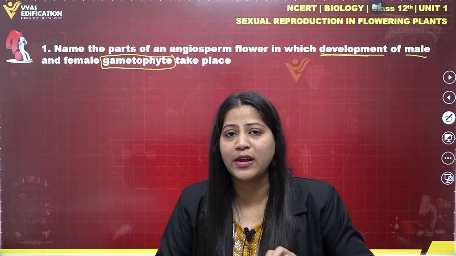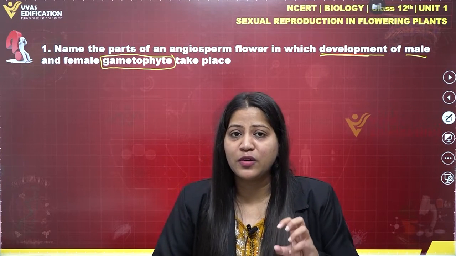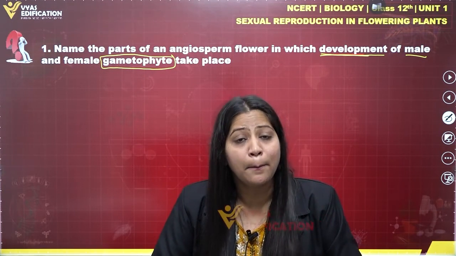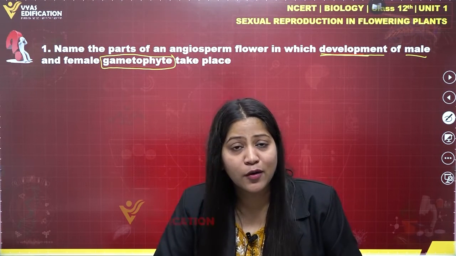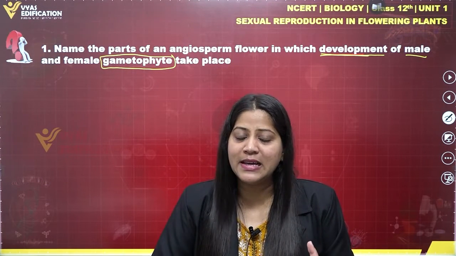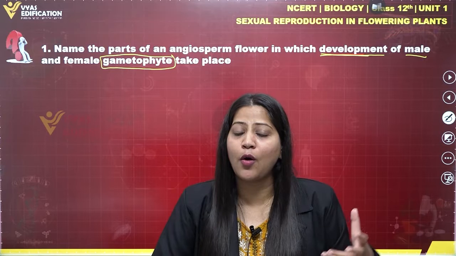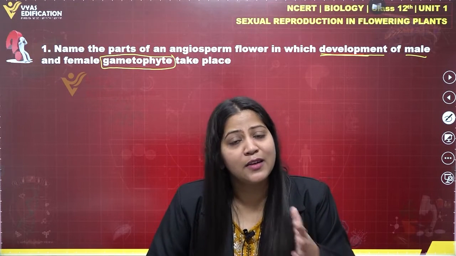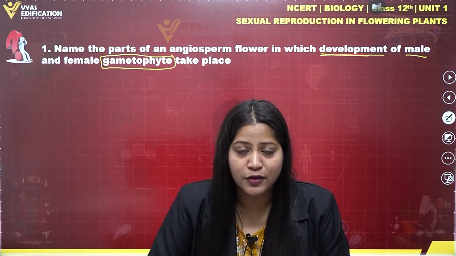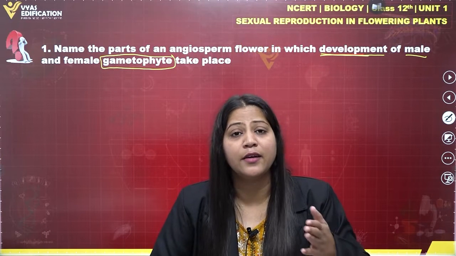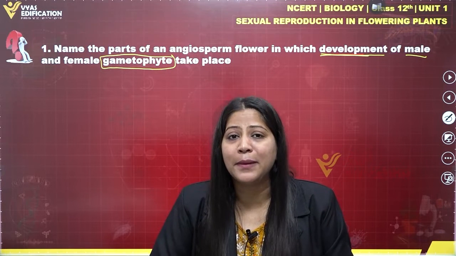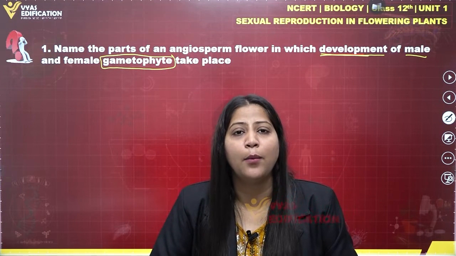Inside microsporangia, we have a special tissue known as porogenous tissue and a special kind of cell known as pollen mother cell or microspore mother cell. These pollen mother cells, being diploid in nature as they are part of the flowering plants, undergo meiotic division to form a male gametophyte known as pollen grain.